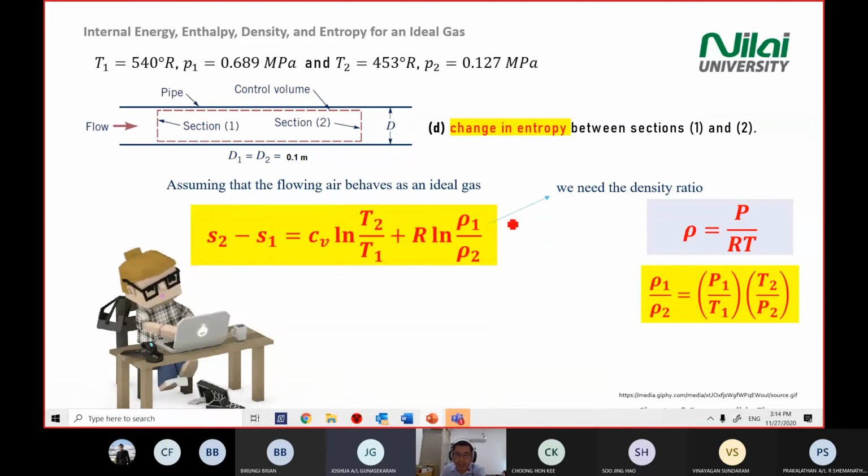Okay, so again, I explain. We're going to use the equation of state. So what is rho 1? Rho 1, we can write in the equation of state as P1 divided by RT1. So we can write in this form, correct?